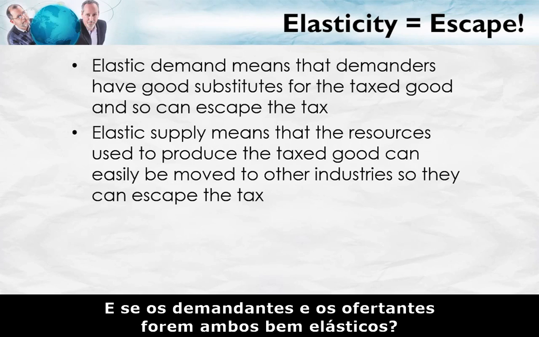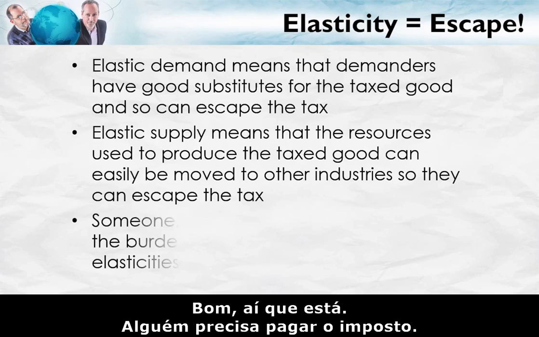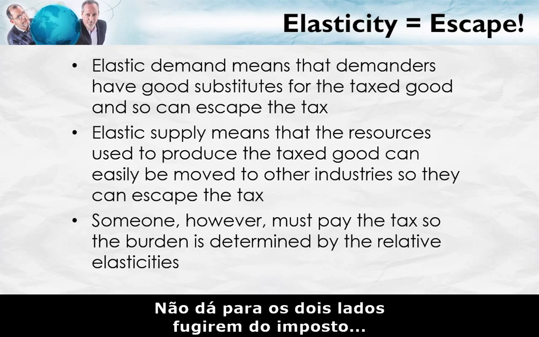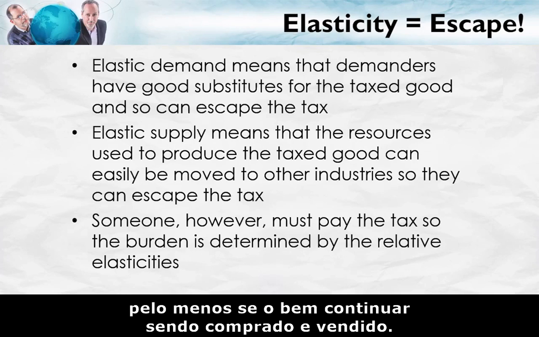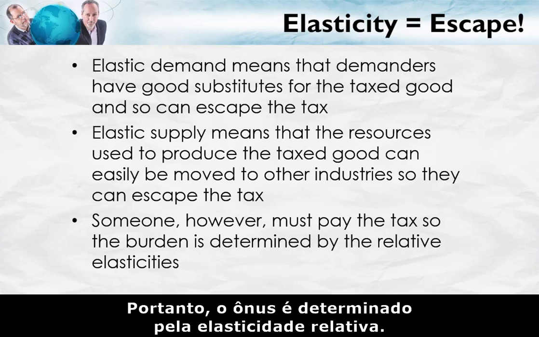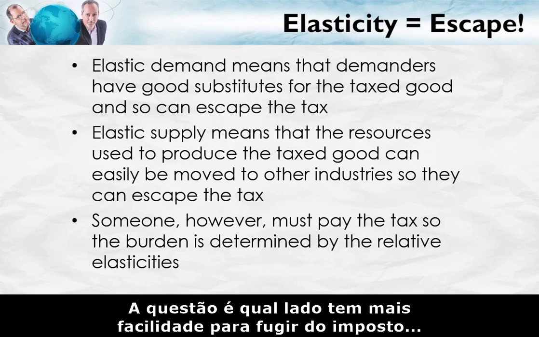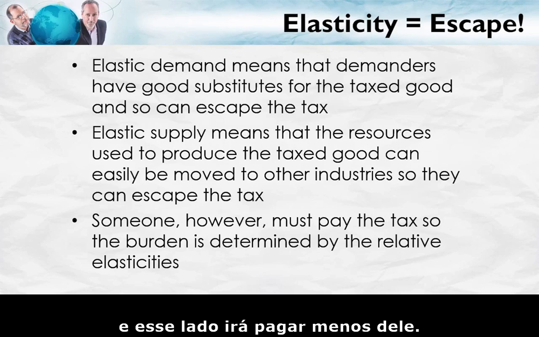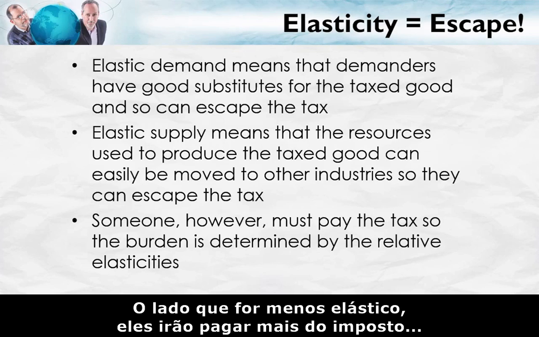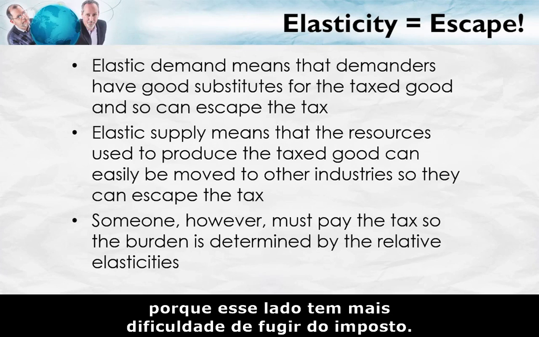What if the demanders and the suppliers are both pretty elastic? Well, here's the thing. Somebody has to pay the tax. Both sides can't escape the tax, at least if the good is going to be bought and sold. Therefore, the burden is determined by the relative elasticities. It's about which side has it easier to escape the tax. And that side will pay less of the tax.